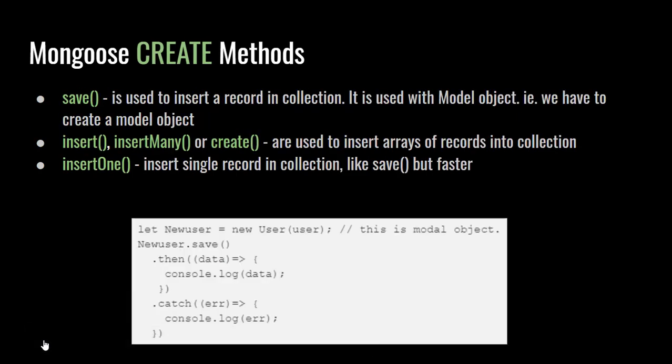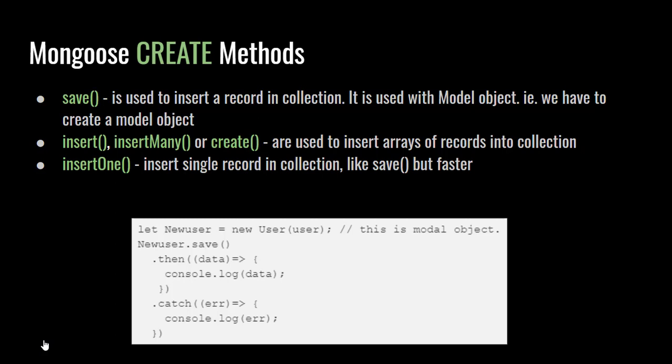So we've got the create methods again. There's documentation on them all. I'm just going to mention a few. There's save, which does what it says. It inserts a record in the collection using the model object. There's insertMany, and create. So these are used to insert arrays.